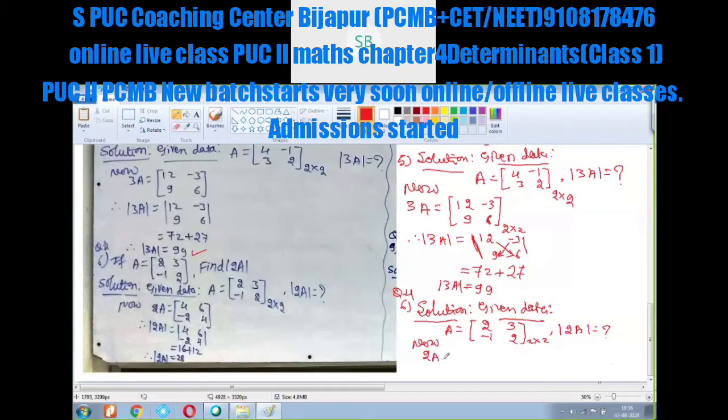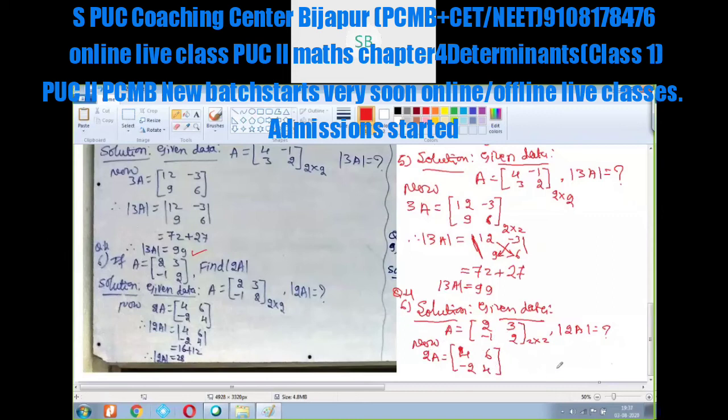Now, 2A: you have to multiply that 2 to all the elements of A. That 2 into 2, that is what? 4. Next, 2 into 3, 6. Next, 2 into minus 1, that is minus 2. 2 into 2, that is what? 4.